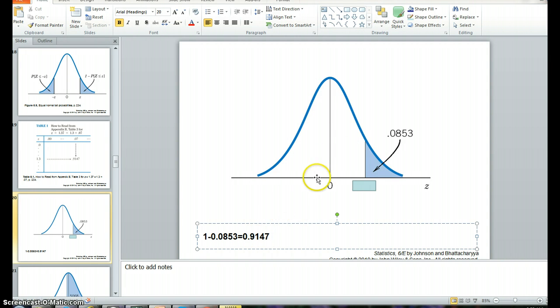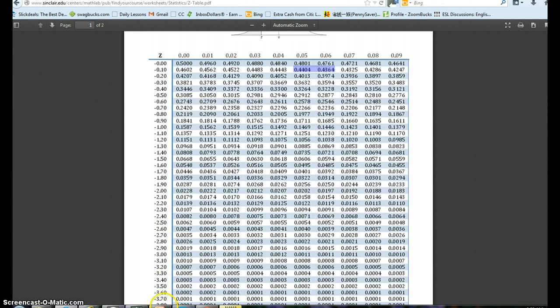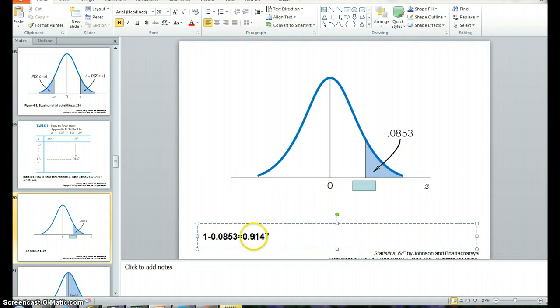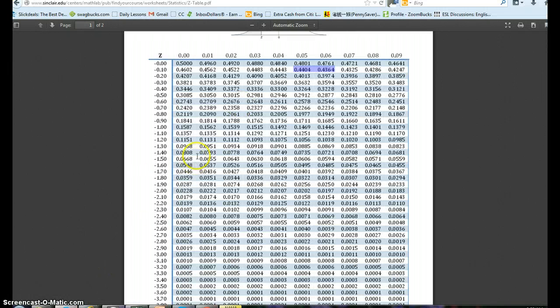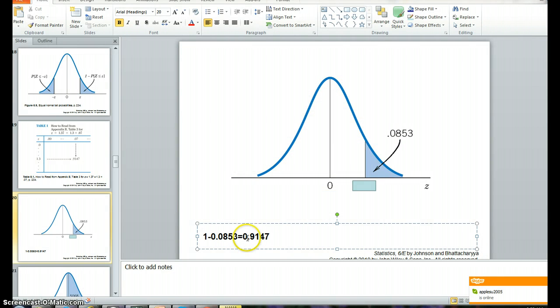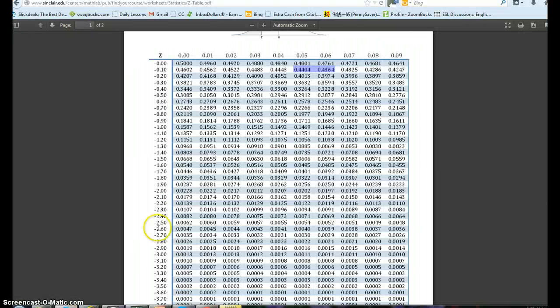One more time, why do we do this? Because if we want to use the table, the table only tells us the area on the left side. So now we go back to the table to look for this value, 0.9147. Be careful, this time we don't know the z-value, we know the area. So when we look at the table, we go inside the table and try to find that number, 0.9147. Okay, so where's 0.9147?